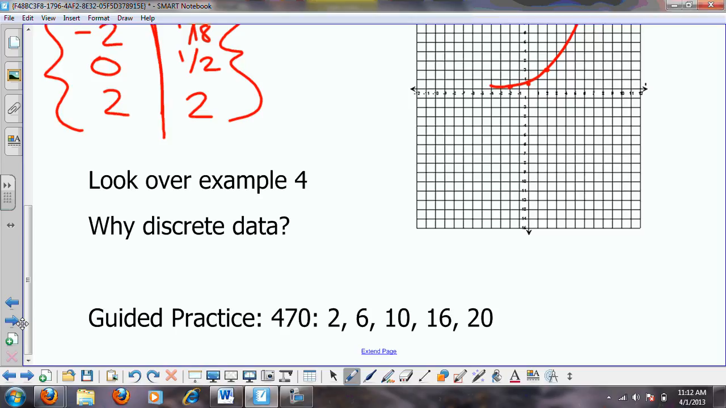Look over example 4. It's talking about a photocopier that's making enlargements. Notice that graph is discrete. Why? Be able to tell me that answer, as well as why we used 4 instead of 2 in example 2, in your guided practice for tomorrow.